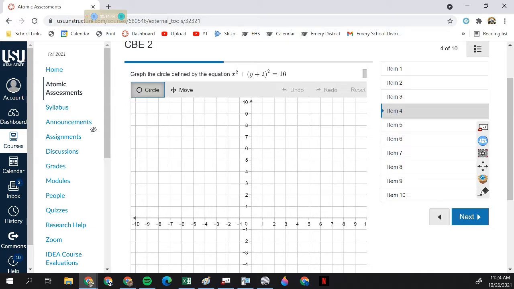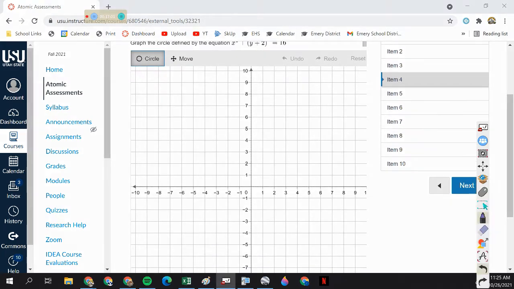Okay, where is the center of this circle? What's the x-coordinate of the center? 0. There's nothing inside the parentheses on the x. What is the y-coordinate of the center? -2. So 0, -2, that's the center.